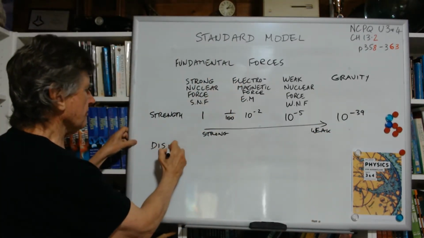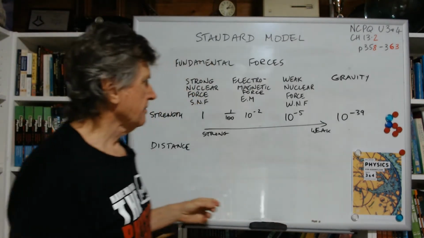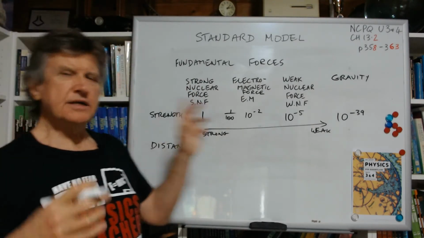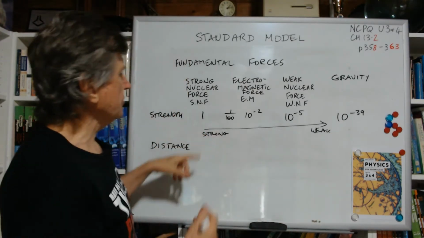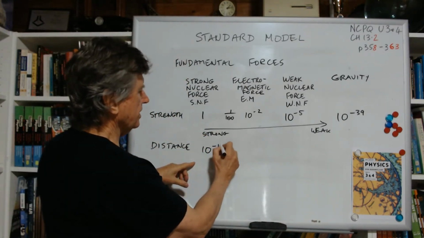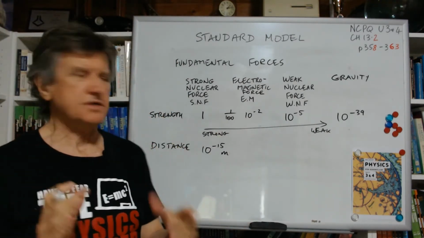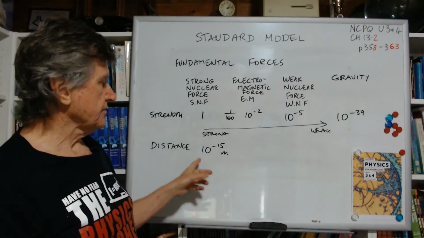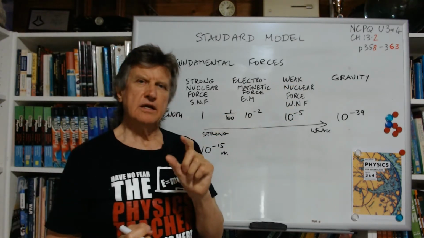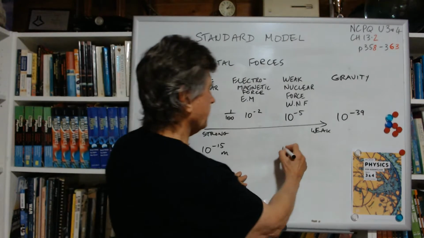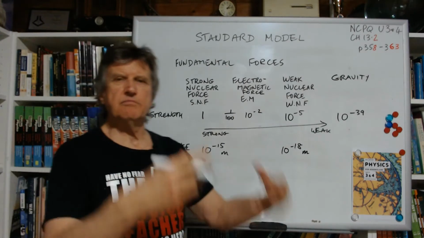Now look, you certainly won't be asked to describe any of this sort of thing, but it gives you a bit of an idea of these forces and where they apply. The strong nuclear force acts within the nucleus of an atom, or even within a proton, say. The distance is in the order of 10 to the negative 15 of a metre. The same for the weak nuclear force. That acts within the nucleus of an atom, but they say it's about 10 to the negative 18 of a metre.